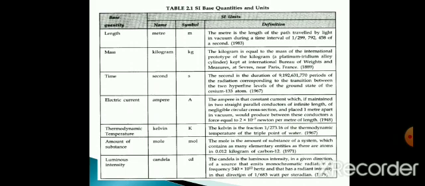The 7 basic quantities are defined as given in the table. The definition is not important, but an understanding of the concept, that is, how the quantities of length, mass, time, etc. were standardized into a particular unit can be got from this table. You can just go through the table once.